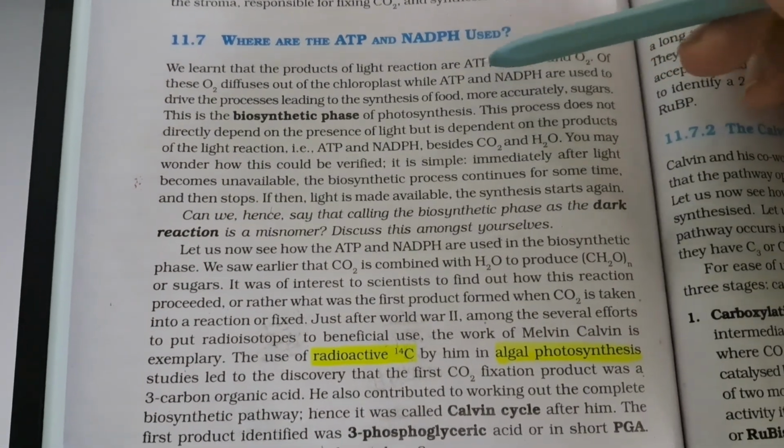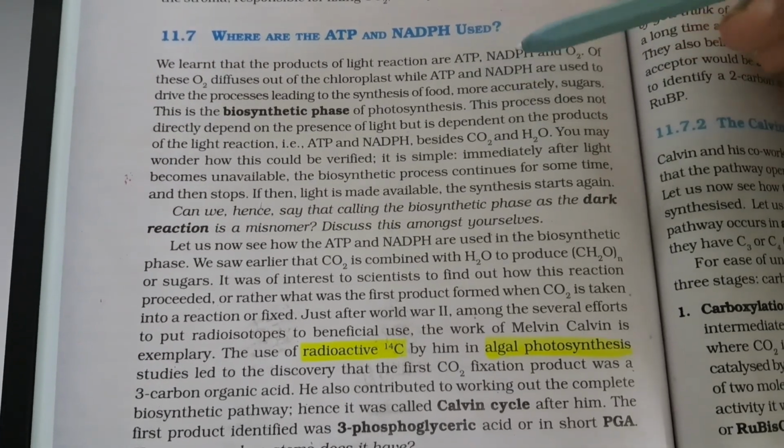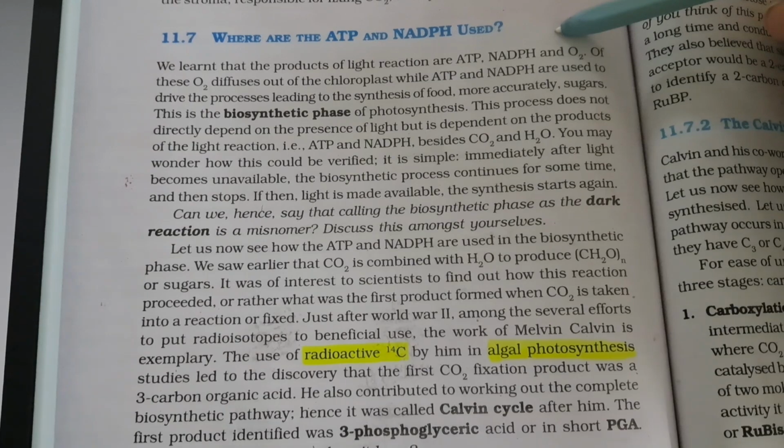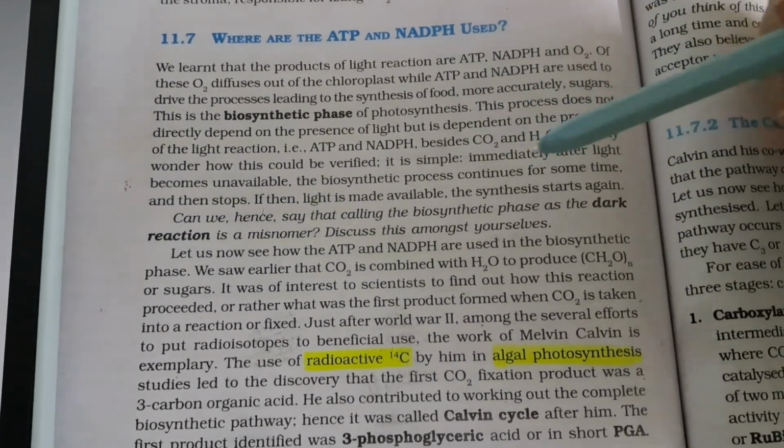Along with this, we can also say that the light reaction has three products actually: ATP, NADPH and O2. All these are mentioned over here.